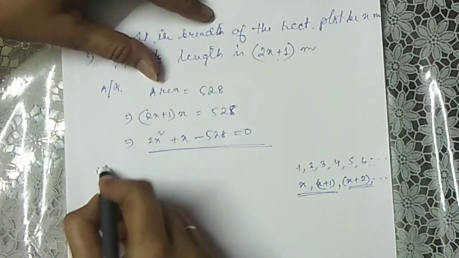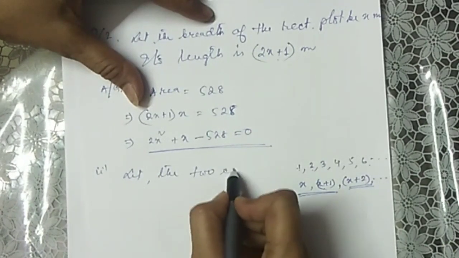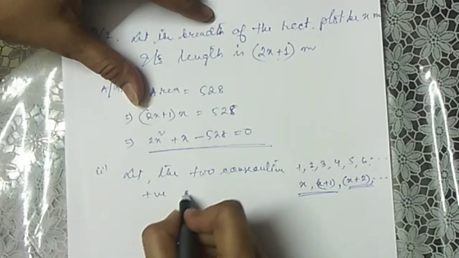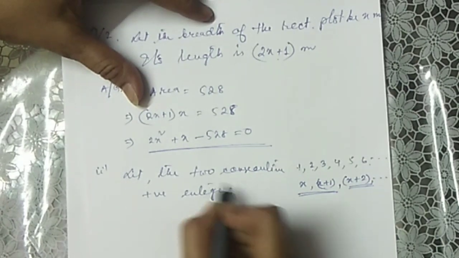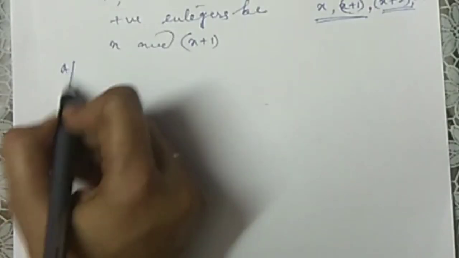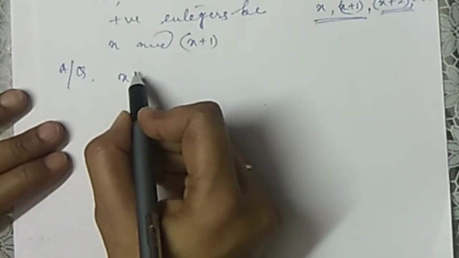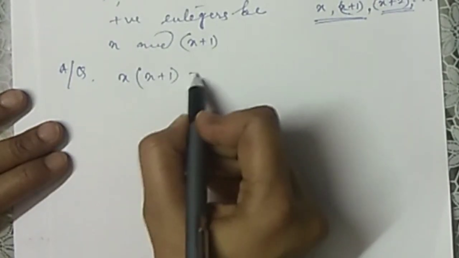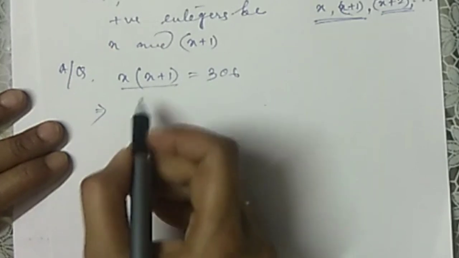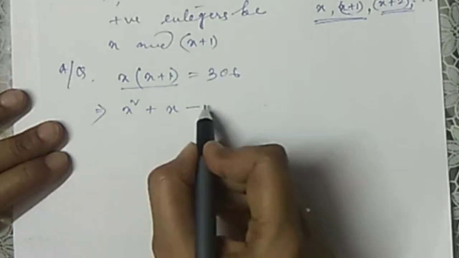So, let the two consecutive positive integers be x and x plus 1. According to the question, product of them is equal to 306. So you multiply and make it equal to 306. You multiply this, x into x, x square, then 306 you shift to this side.